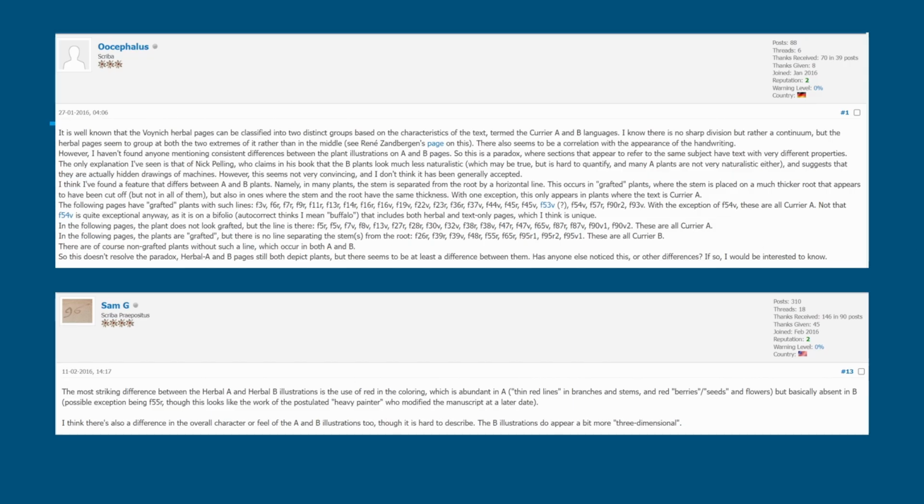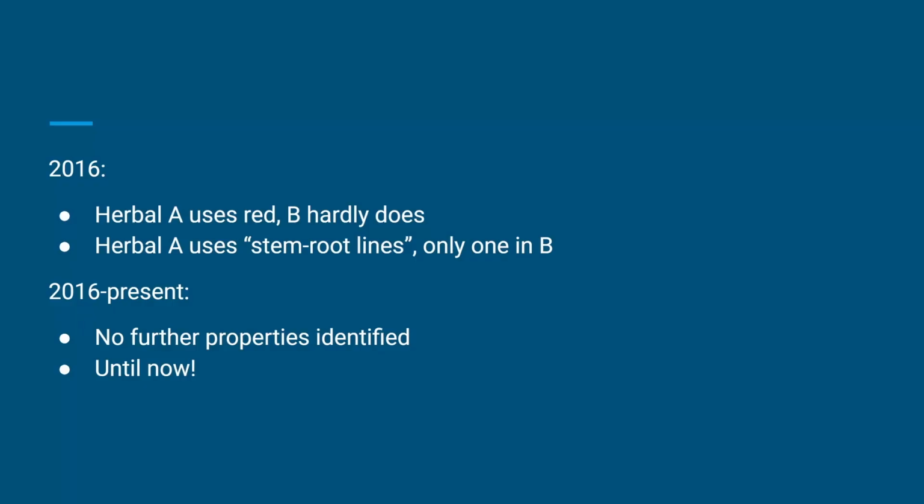Forum member Sam G noticed that red paint is used almost exclusively in Herbal A. However, since the originality of the paint in the manuscript is still debated, we have decided to ignore color entirely for our research. Hence, these little stem root lines were all we had. Still, this was very interesting to us, and we wondered if there may be more properties distinguishing Herbal A and Herbal B imagery. As it turns out, there are actually so many properties that we can sort over 90% of all herbal folios based on the plant drawing alone.